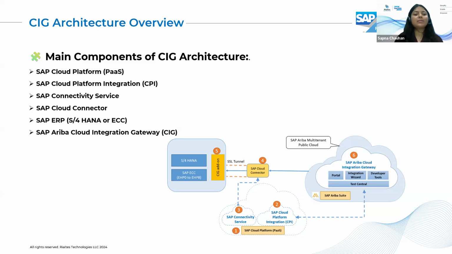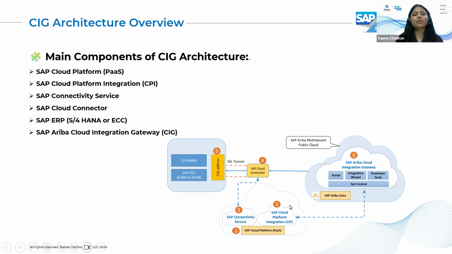Then we have SAP Ariba Cloud Integration Gateway, CIG. CIG performs core integration functions like mapping, as I told you, routing, security, testing and simulations. It is connected to the SAP ERP suite, which processes transactions like POs, invoices, etc. So this is the architecture of CIG, and in this architecture, all the components are mandatory except CPI.